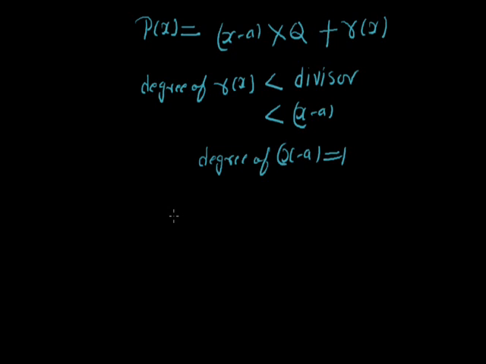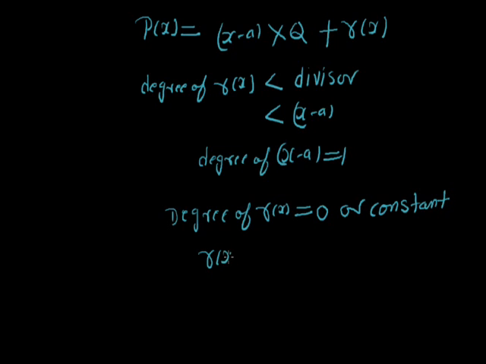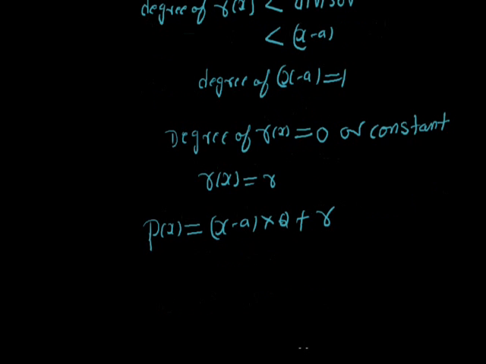So we can write that the degree of r(x) is equal to 0, or constant. If the degree of r(x) is constant, we can write r(x) is simply r, because r is a constant. So now we come back to our division algorithm: p(x) is equal to (x minus a) into quotient plus r. Okay, so this is our equation.